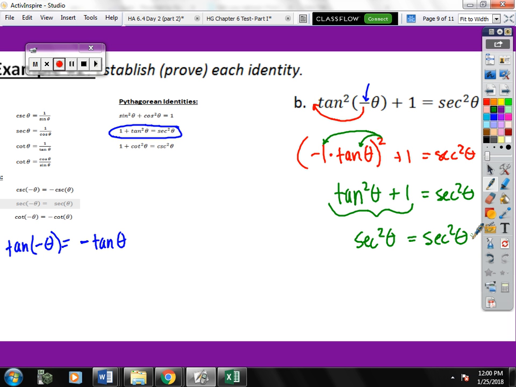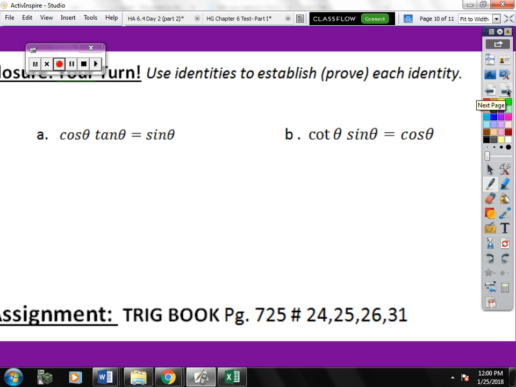Alright, I'd like you to complete the 2 closures and we'll get 2 of you to the board. Your homework is only 4 problems, 24, 25, 26, and 31 from that same page on notebook paper, please.